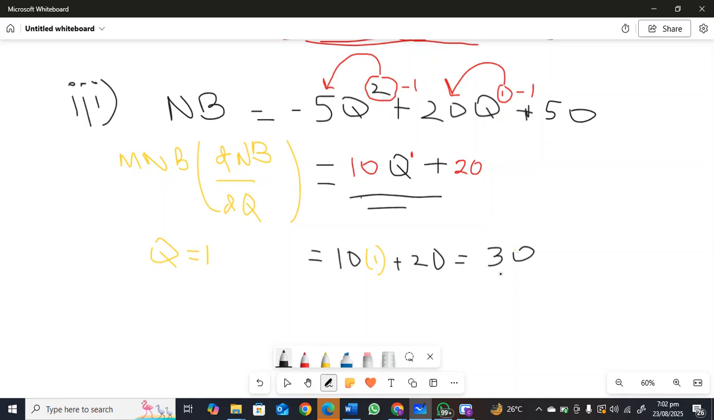So when we produce 1 unit, the additional net benefit is 30. Can be 30 kwacha.